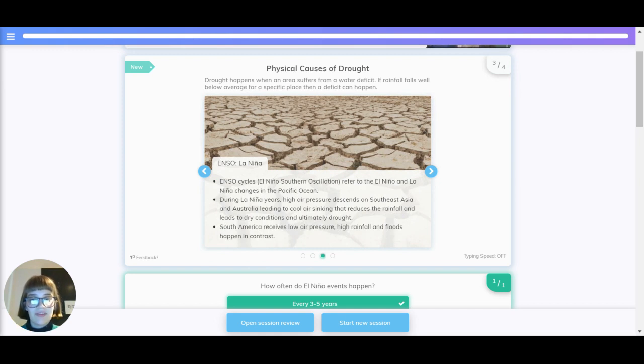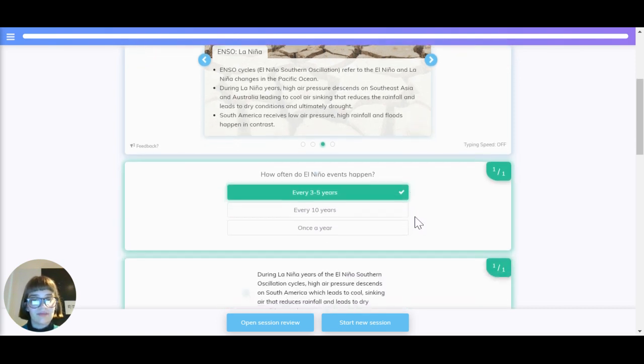ENSO, La Nina. During La Nina years, high air pressure descends on Southeast Asia and Australia, leading to cool air sinking that reduces the rainfall and leads to dry conditions and ultimately drought. South America receives low air pressure, high rainfall, and floods happen in contrast.